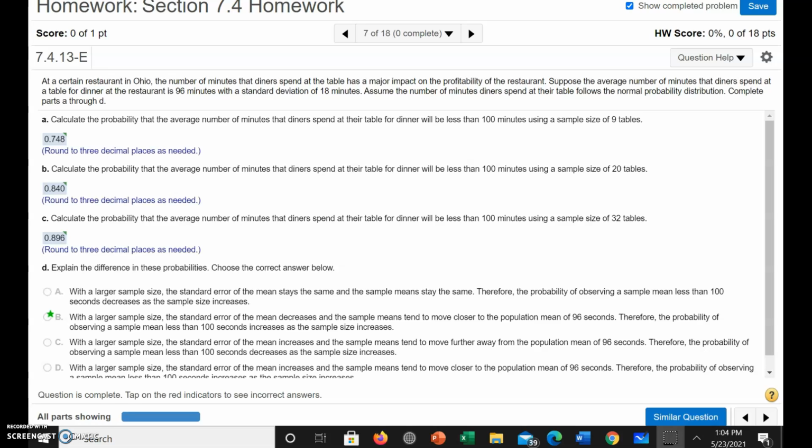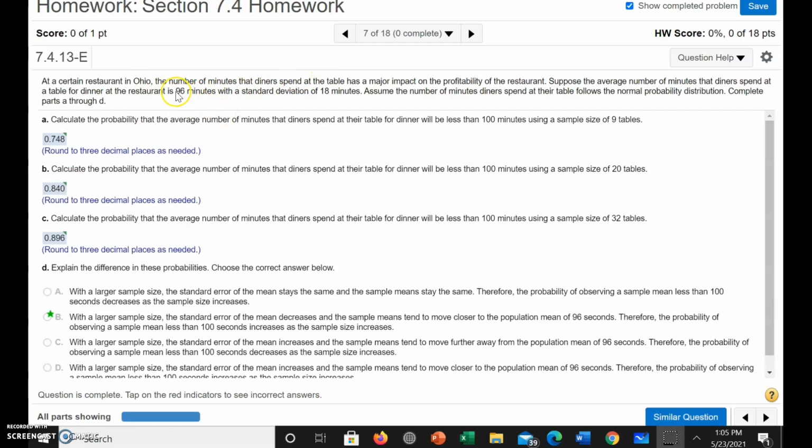I'm not actually going to work this problem, but I wanted to show what happens in this question. It's asking you to calculate probabilities when the sample size is 9 in part A, and then the sample size is 20 in part B and 32 in part C. Notice that when the sample size increases, the probability of it being less than 100 minutes gets larger.